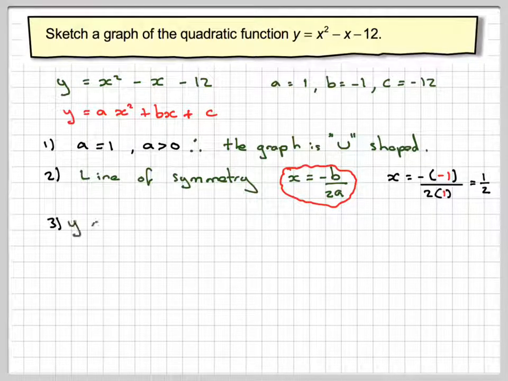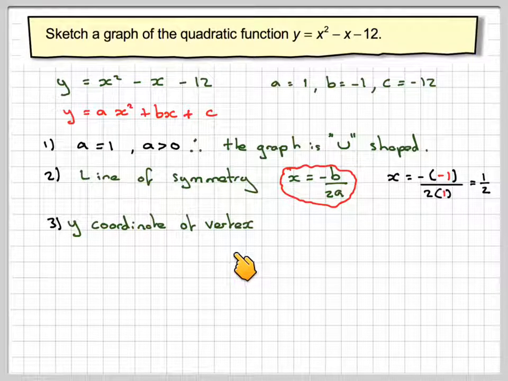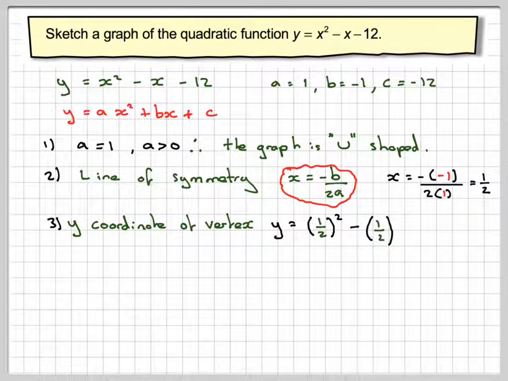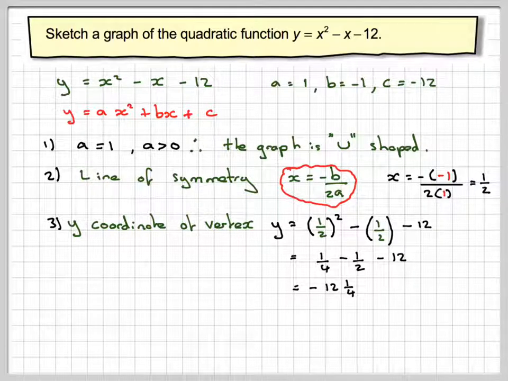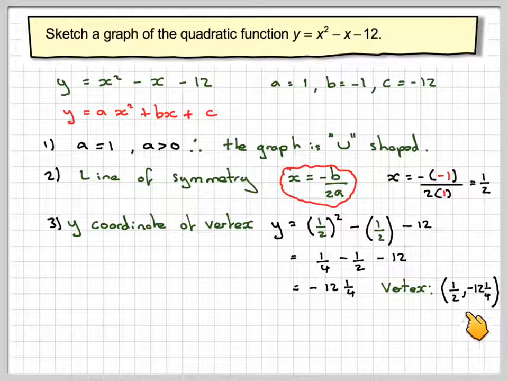Then I'm going to find the y-coordinate by substituting back. This gives me the y-coordinate of the vertex, and this gives me the x-coordinate. So y = (1/2)² − 1/2 − 12. That's a quarter minus a half minus 12. A quarter minus a half is minus a quarter, and minus a quarter minus 12 gives me −12 and a quarter. You could have achieved this by completing the square and finding h, k. So the vertex will be at (1/2, −12¼).